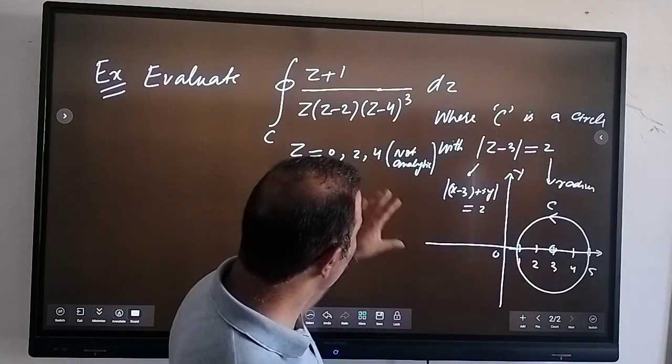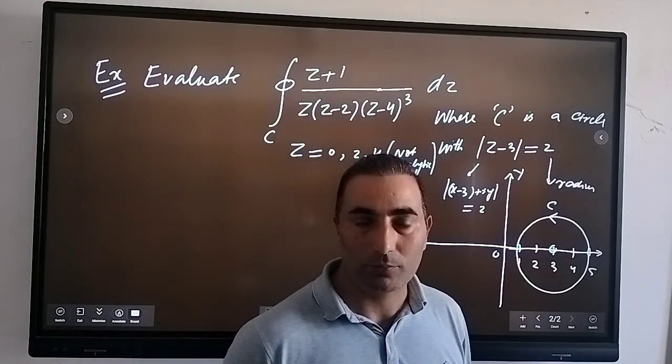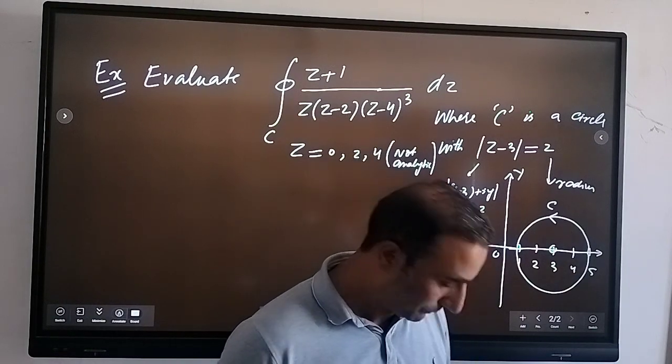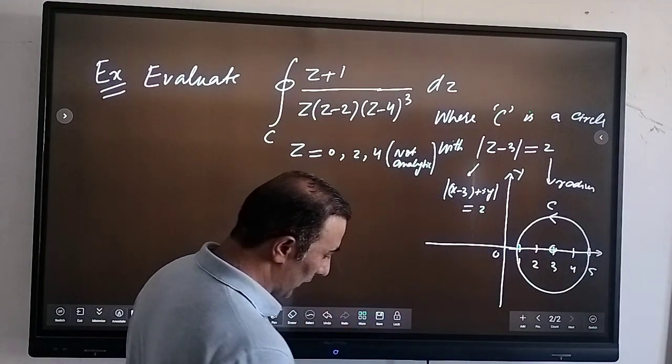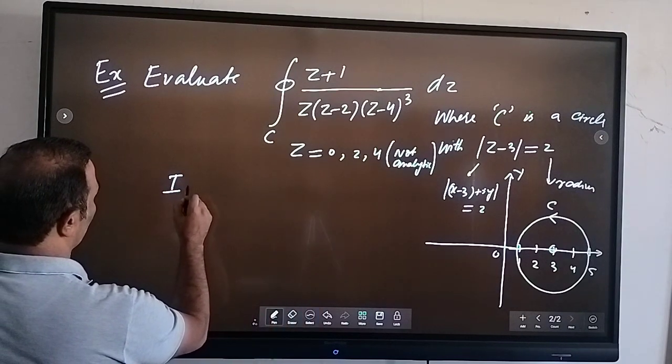That's why I wrote here that z equal to 0, 2, 4 are the points at which our function is not analytic. Okay, so now let's write. Let me write here: our I will be equal to.